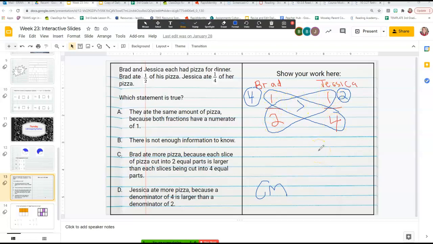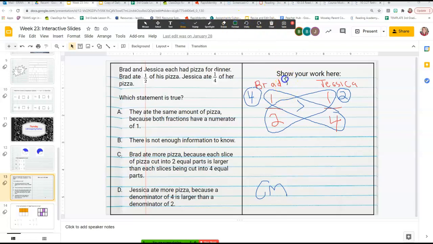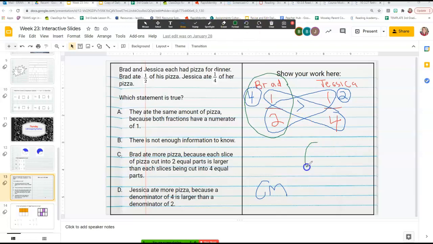So who ate more pizza? Well, we know that Brad ate more pizza because the alligator mouth opens towards Brad. Okay, we know Brad ate more pizza because if I have a pizza, and I break it up into 2 pieces, he ate 1 piece out of 2. Those pieces are a lot bigger, okay? But let me draw that under Brad's picture right here. So Brad has a pizza, and he ate 1 piece out of 2. So he ate this whole piece.